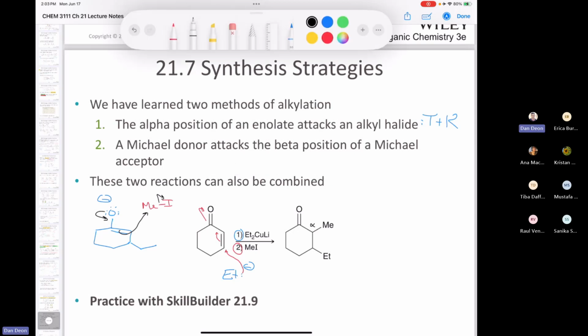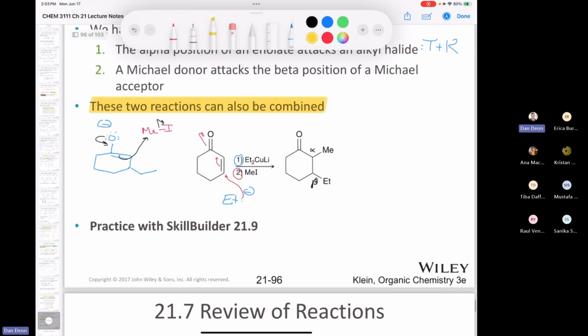Okay, you can put something at the alpha carbon and the beta carbon. So just be aware of this. This is a combination of two reactions that we've already covered in this chapter. So there you go. It's kind of a cool reaction.